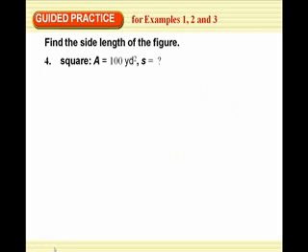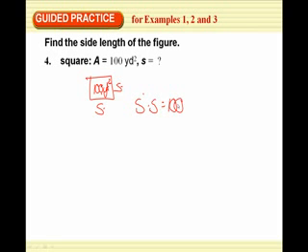Find the side length of the figure, so you have a square this time, and the area is given, it's 100 yards squared, so we took side times side. So what two numbers that are the same multiply to make 100? S times S equals 100. That would have to be 10 times 10. So S equals 10, and it's in yards, 10 yards.